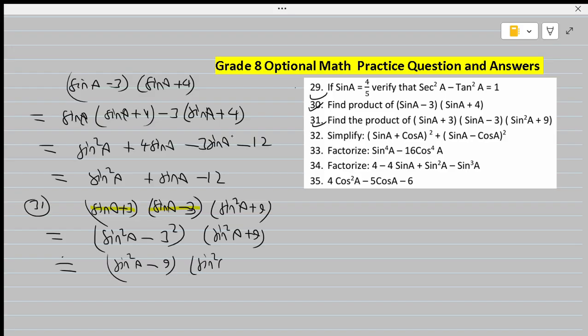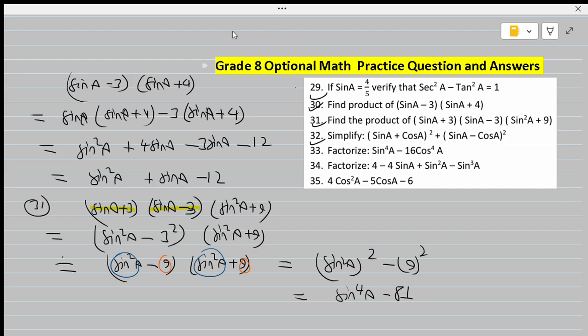and again sin square A plus 9 same, and again it's taking the form A plus B into A minus B. This sin square A is A, and 9 is B, so A plus B into A minus B, so it turns again into A square minus B square, is it? So sin square A whole square is sin power 4 A, and 9 square is 9 nines, which is 81. So this way we got this 31 number also. Alright, now we go with number 32.